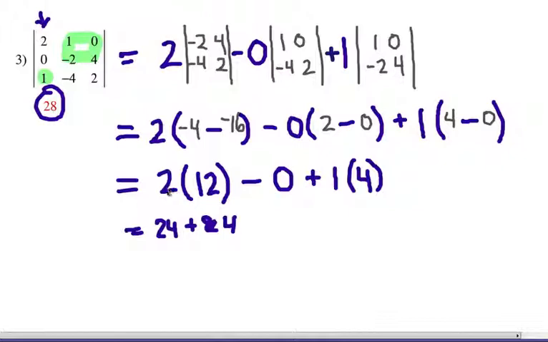Finish, that'll give us 2 times 12 minus 0 plus 1 times 4, being careful with all those sign changes there. 24 plus 4, and that's our answer of 28.